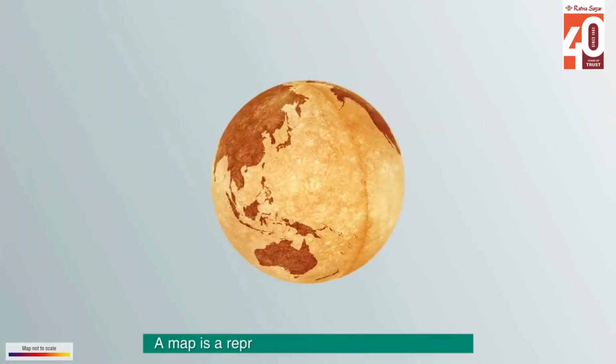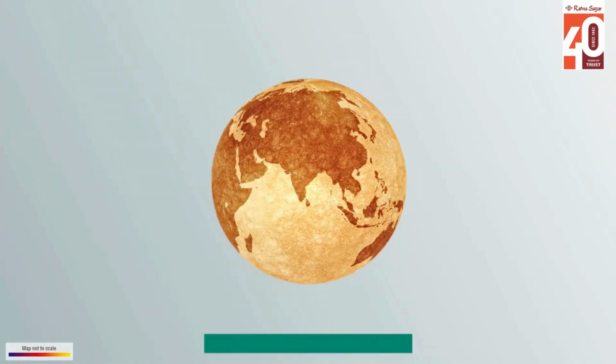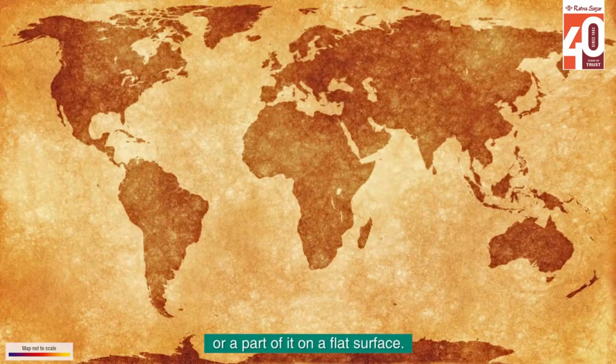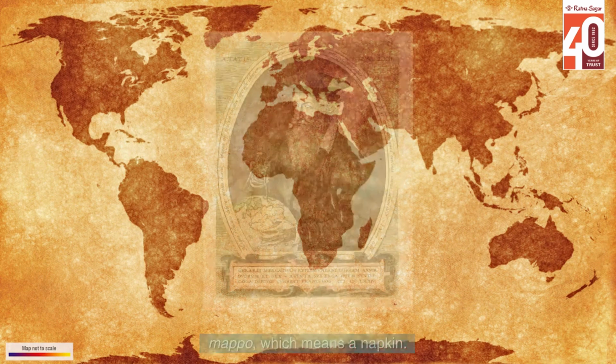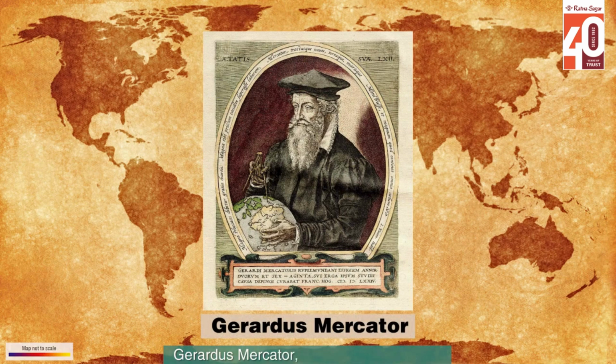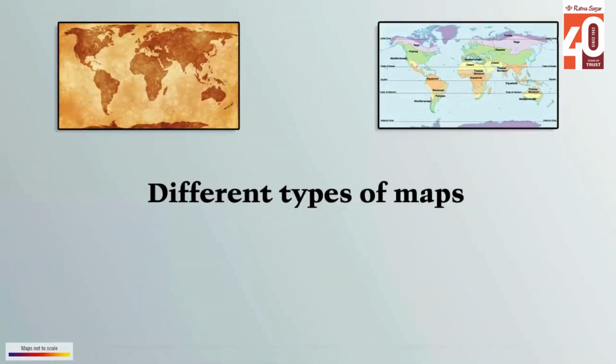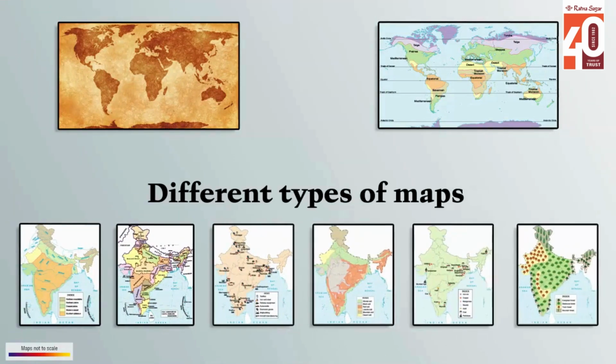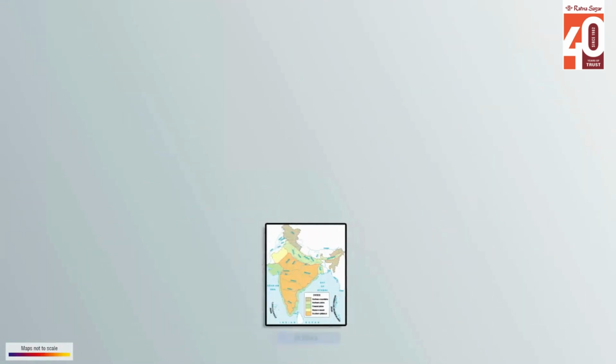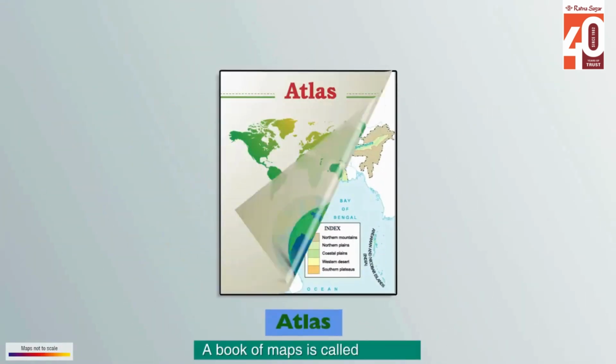A map is a representation of the Earth's surface or a part of it on a flat surface. The word map comes from the Latin word mappo, which means a napkin. Gerardus Mercator, a Flemish mapmaker, was the first to publish a collection of maps in the form of a book. A book of maps is called an atlas.